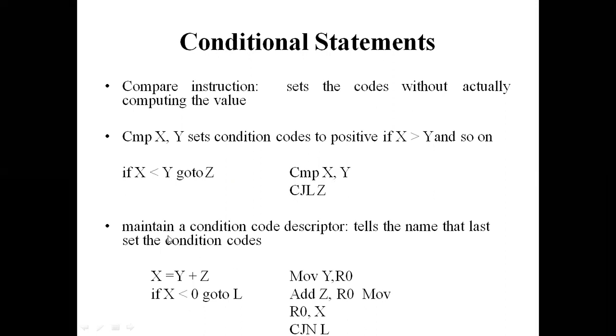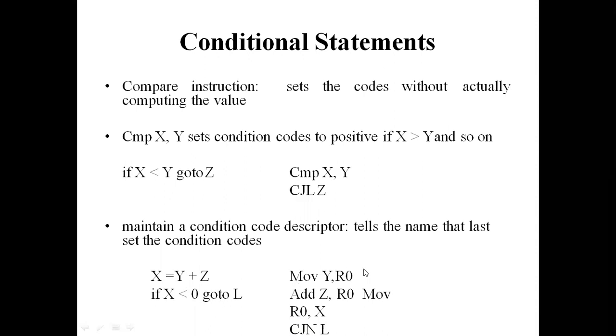So see here, we need to maintain a condition code descriptor. What it means is it tells the name that the last set the condition codes. And if you maintain the condition code descriptor, you need to know the name and the last set condition codes. For example, we're having the condition like this: x is equal to y plus z. It is a three address statement. And along with this, we're having a conditional statement: if x less than 0, go to L.